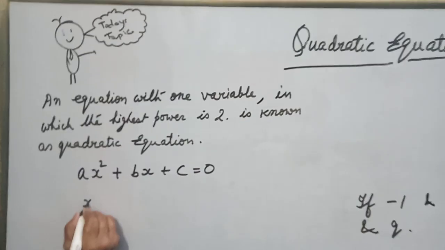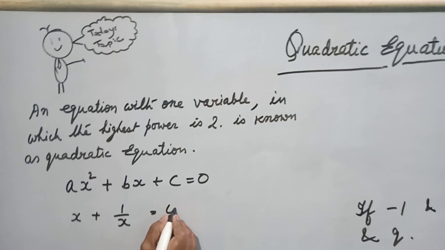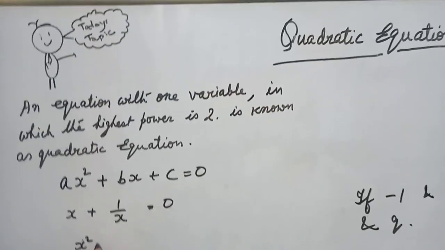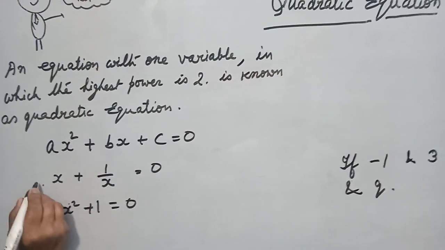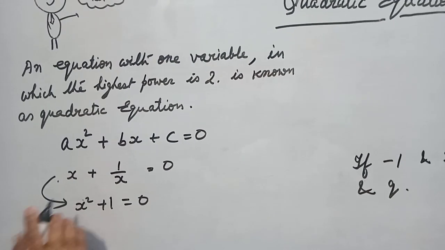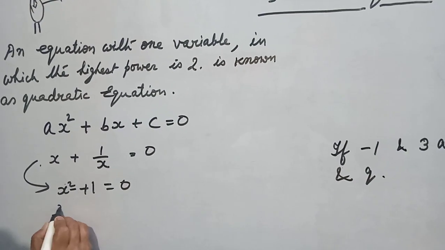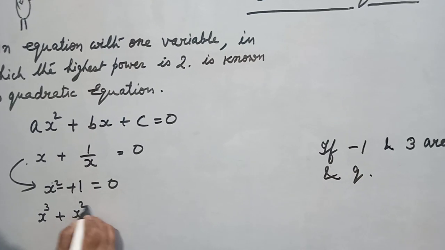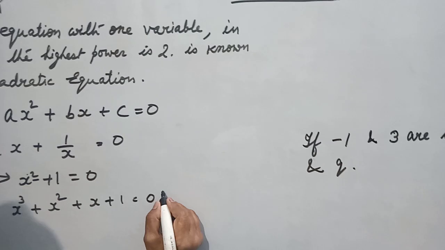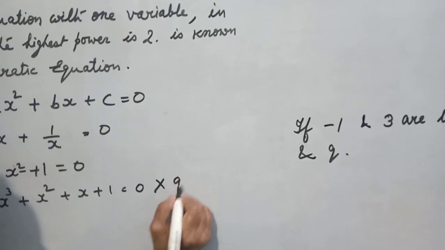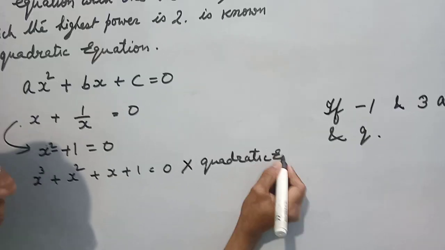If we take x plus 1 by x, then also it is a quadratic equation because it is x square plus 1 is equal to 0. So I can write this equation as this, in which the power is maximum 2. If we take x cube plus x square plus x plus 1 equal to 0, then it is not a quadratic equation.